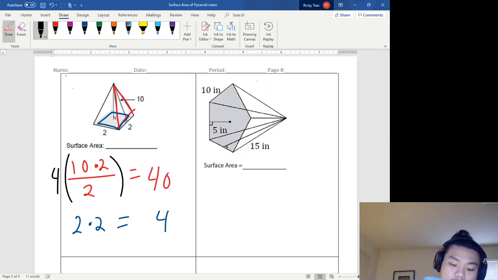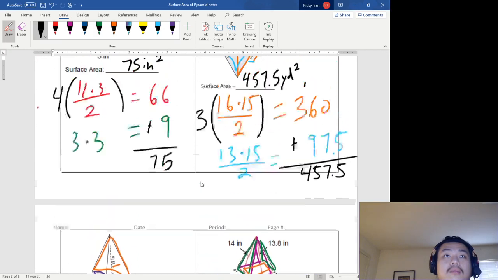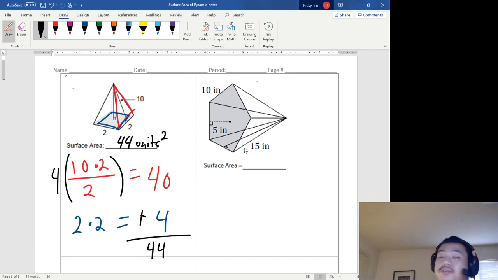Okay, and then we add them up. So 44. Oh, there's no units, so it's just going to be units squared.